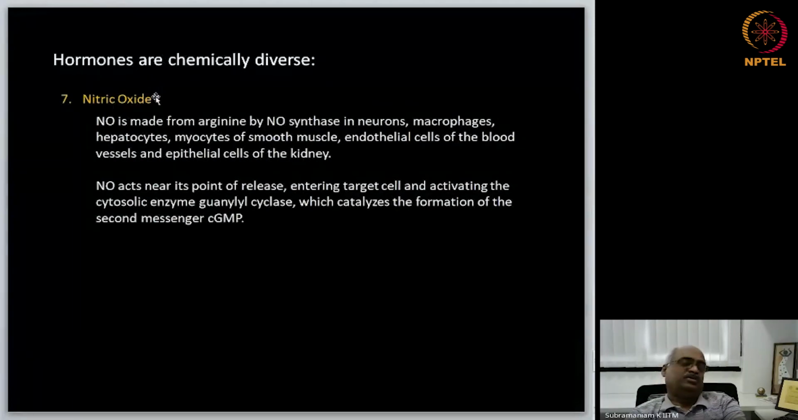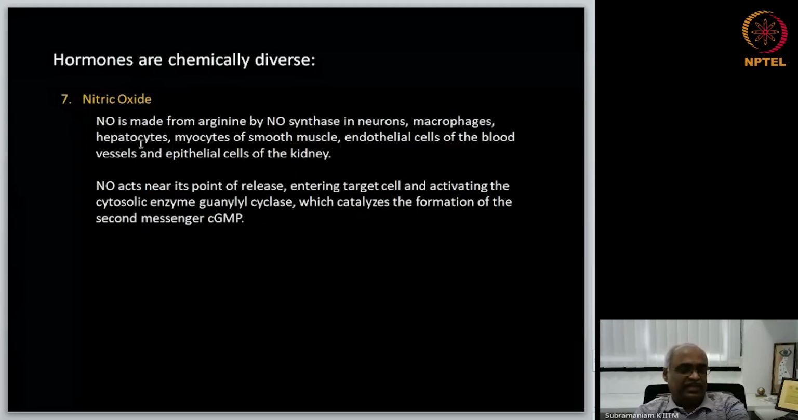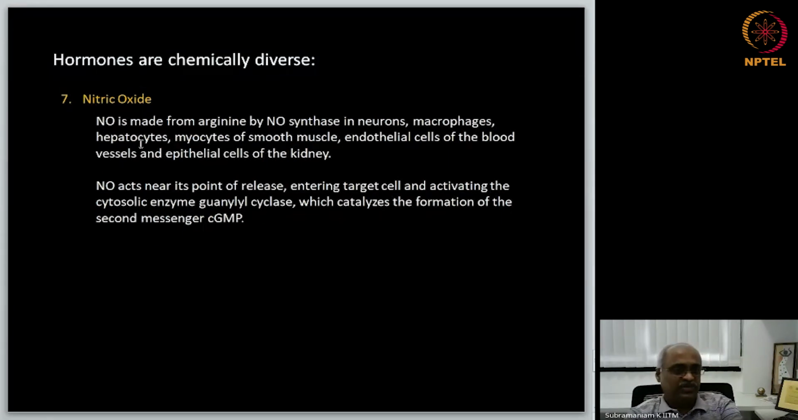Okay, so one more I forgot: nitric oxide. It's an interesting molecule. This is a gas, an extremely simple gas, NO. It is produced from arginine by nitric oxide synthase. These work locally. They are produced by neurons, macrophages, which are cells involved in body defense, hepatocytes, liver cells, myocytes of smooth muscle, endothelial cells of blood vessels, so they are involved in blood vessel dilation, constriction, regulation, and epithelial cells of kidney.